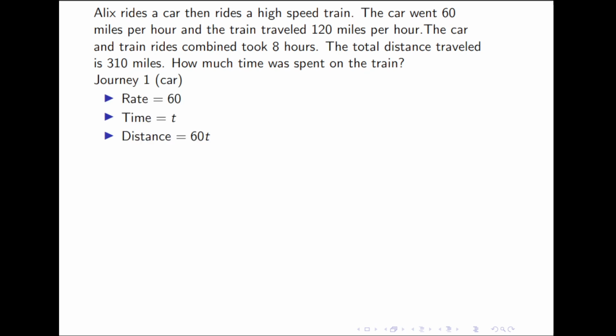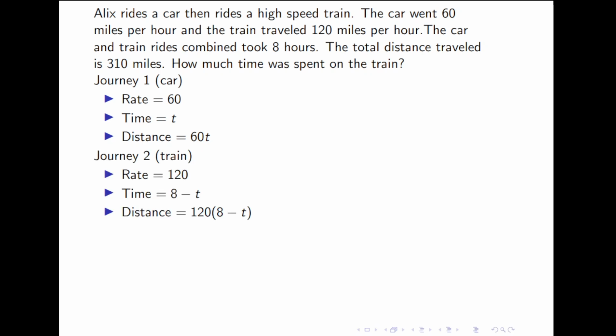Let's look at the first journey, taken by Alex in the car. The rate is 60. We don't know the time, but we can call it t. Applying the formula, the distance traveled in the car is 60t. Now let's look at the train journey. The rate is 120. We don't know the time, but since the total time is 8 hours, we can express the train's time as 8 minus t. Check that adding the other time t to this time of 8 minus t gives a total of 8. Applying the formula, the distance traveled on the train is 120 times the quantity 8 minus t.